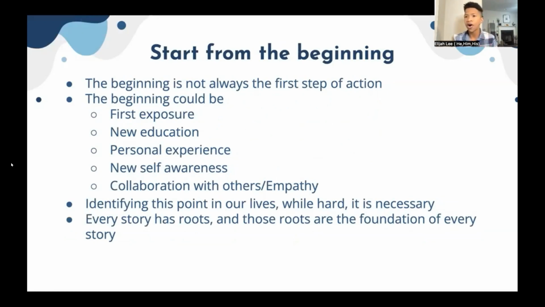Our story's beginning is not always the first step of action. It's not always the first march or the first social media post, the first blog post, the first article we read. Our beginning could oftentimes be our first exposure to an issue, our new education concerning an issue, maybe a personal experience, and you recognizing that and reconciling with that. Maybe starting from the beginning means a new level of self-awareness that you've received, or even sometimes having that level of empathy. Collaboration with others can be the reason you start.